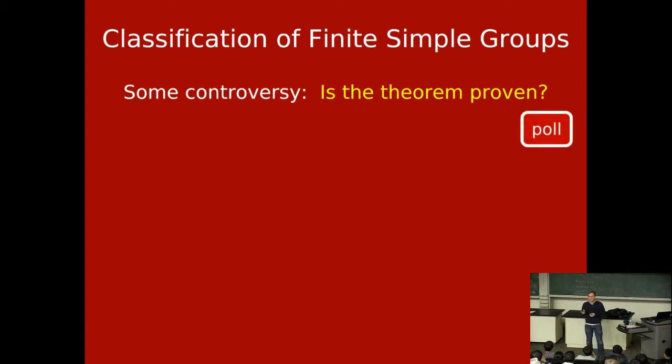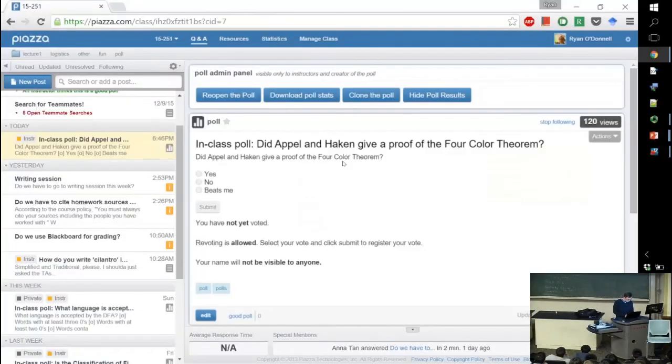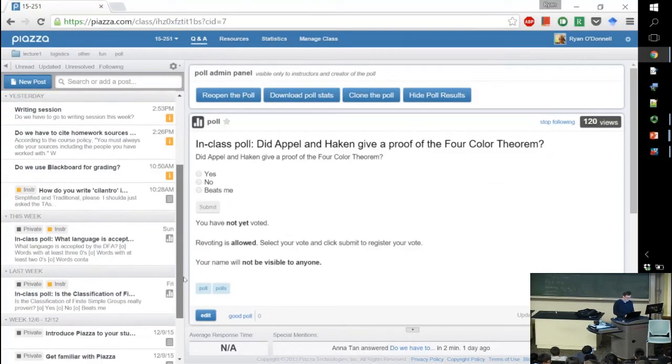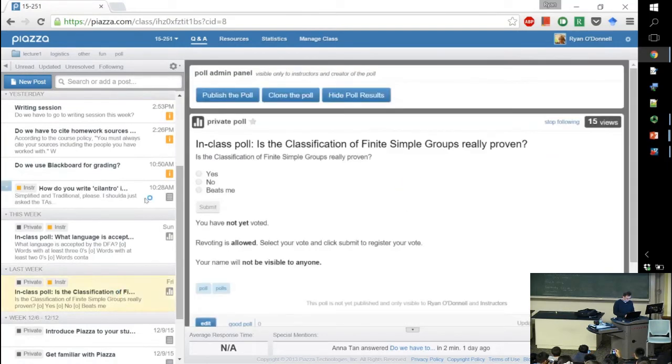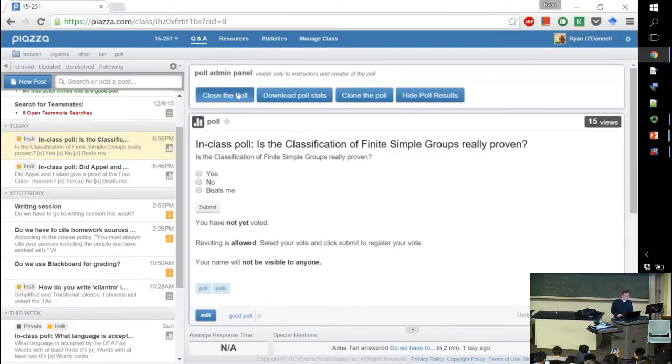Let's try another poll just for practice. Maybe I'll go on while you vote, but just in case, I'm actually curious to know what you think. So this is another poll saying, do you think it's really proven? So tell me what you think. I'm curious.